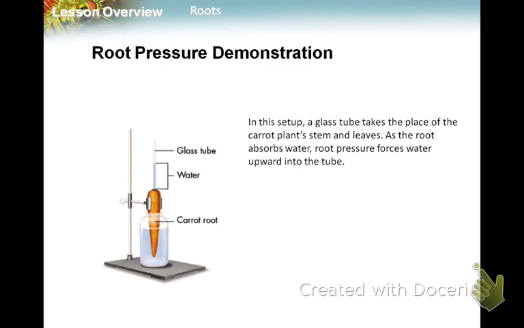You see a demonstration here of root pressure. A glass tube takes the place of the carrot's plant stem and leaves. As the root absorbs water, root pressure forces water upward into the tube, which you see right there.